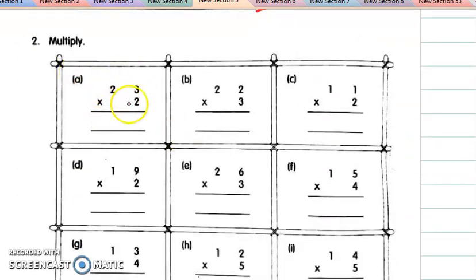Now next one is multiply. Here we have the numbers bigger than 10. So when we have the numbers bigger than 10, how will we multiply them? Let's see. It's very simple.